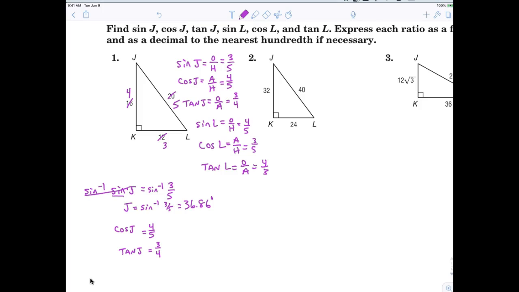Now, I'm looking at how do I solve for cosine J? What do you think I have to do? Cosine inverse. I want you to say it's the inverse cosine. I want everybody to type in the inverse cosine of 4/5. And what do you notice? The same. Exactly the same. How did I know it was exactly the same? Because it's the same angle.